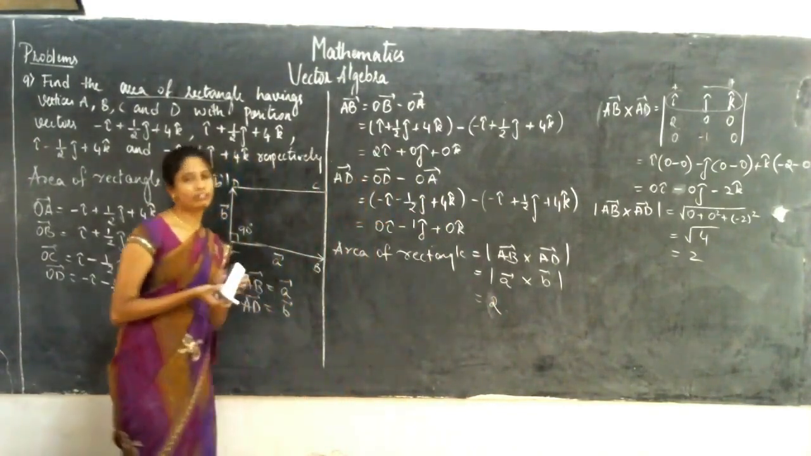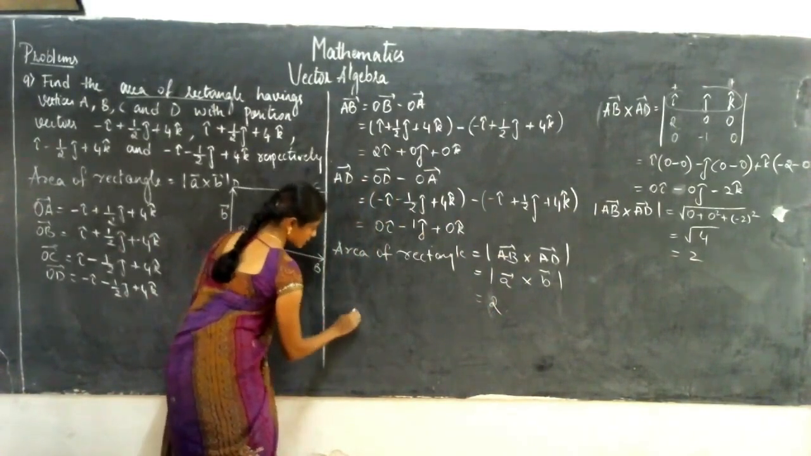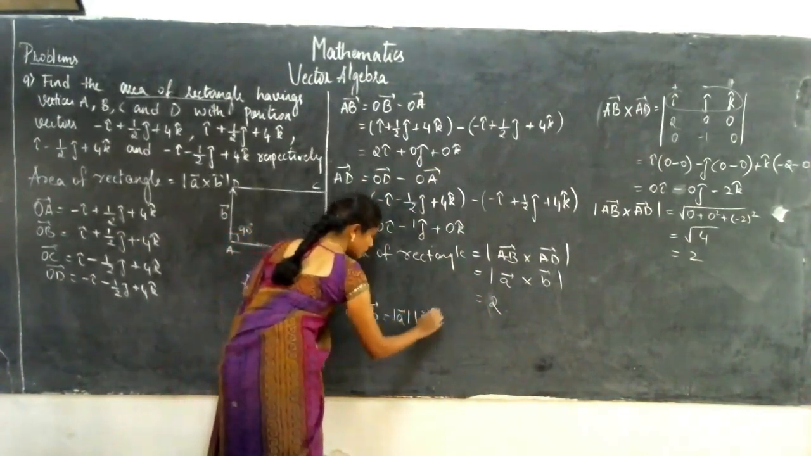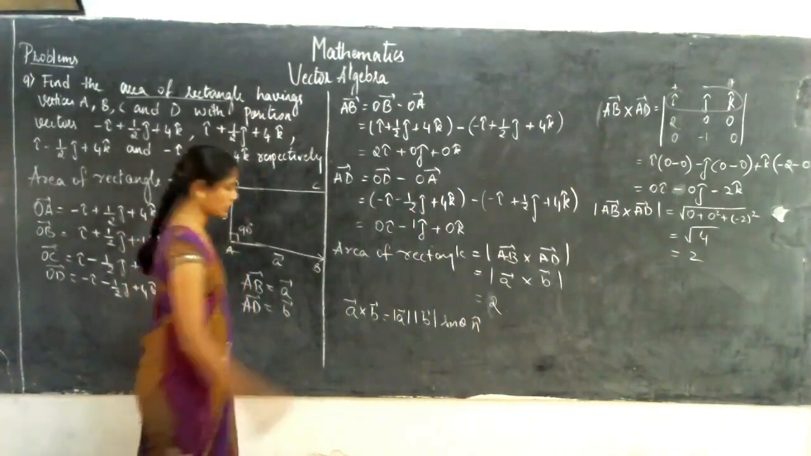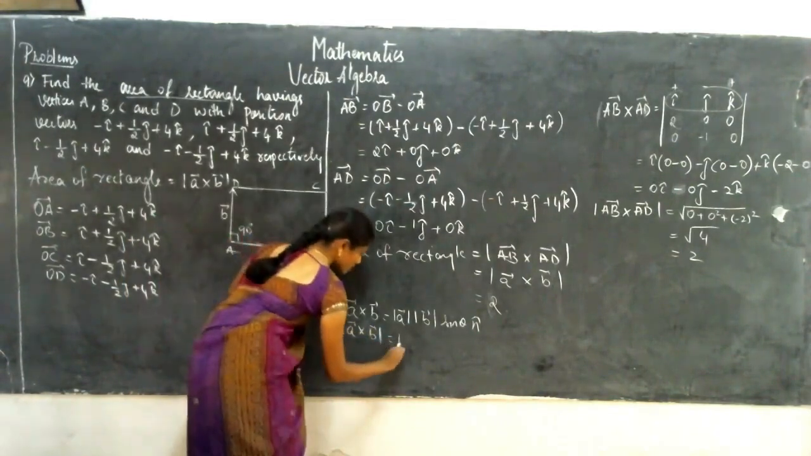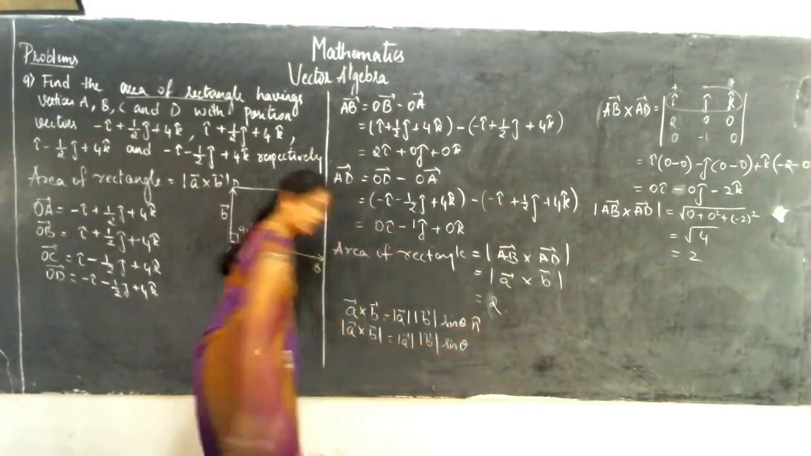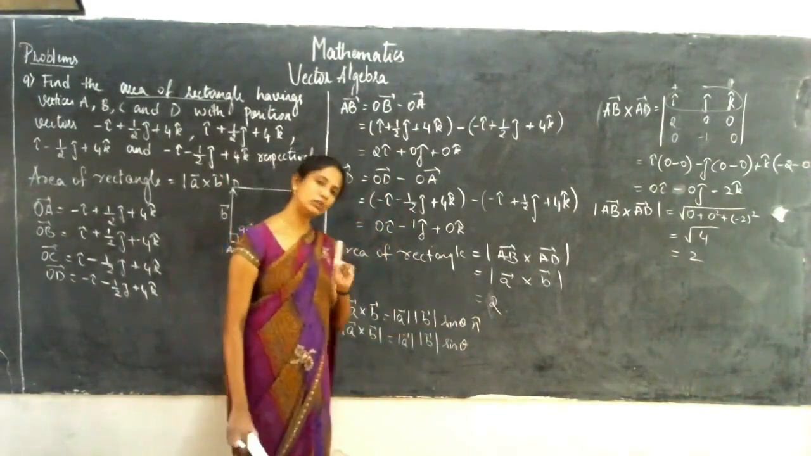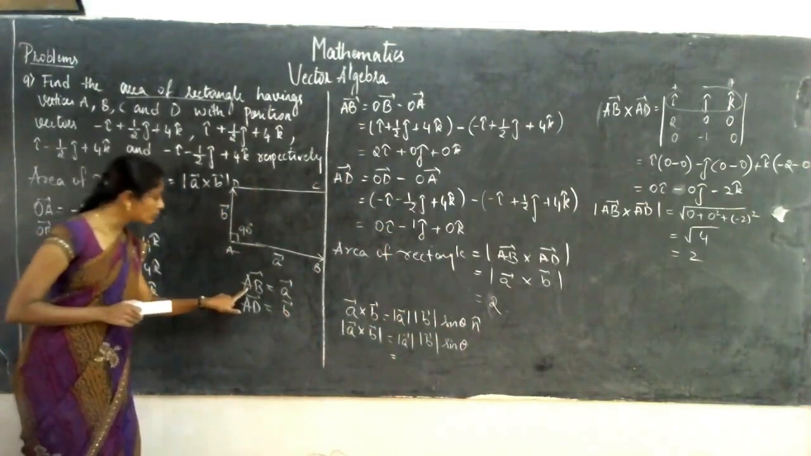Here, you can even find it another way. We know that if I consider vector A cross vector B, the definition is given by magnitude of vector A, magnitude of vector B, sine theta into n cap. If we take the whole magnitude, then we have magnitude of vector A cross vector B equal to magnitude of vector A, magnitude of vector B sine theta into n cap. What is n cap? Unit normal vector. When I take its magnitude, it is equal to 1. So this is equal to, what is our vector A? Vector A is vector AB.